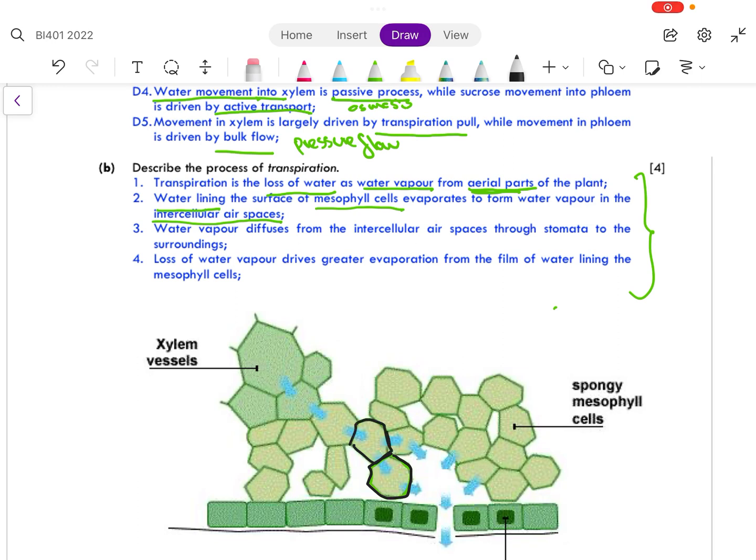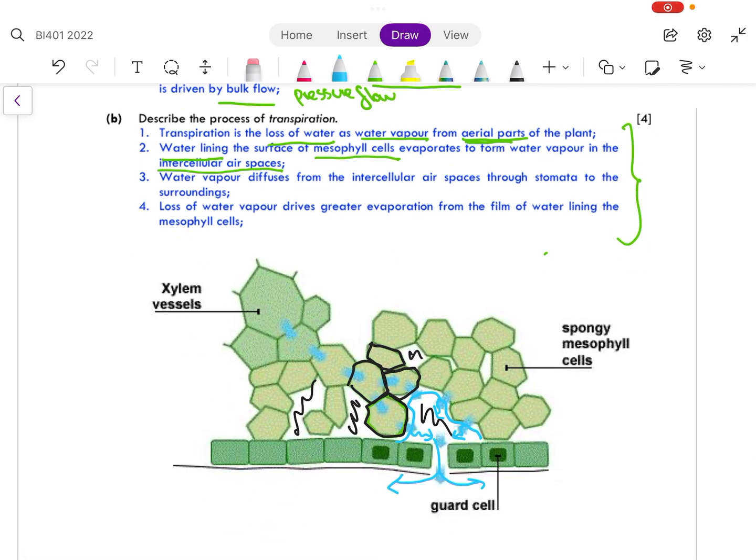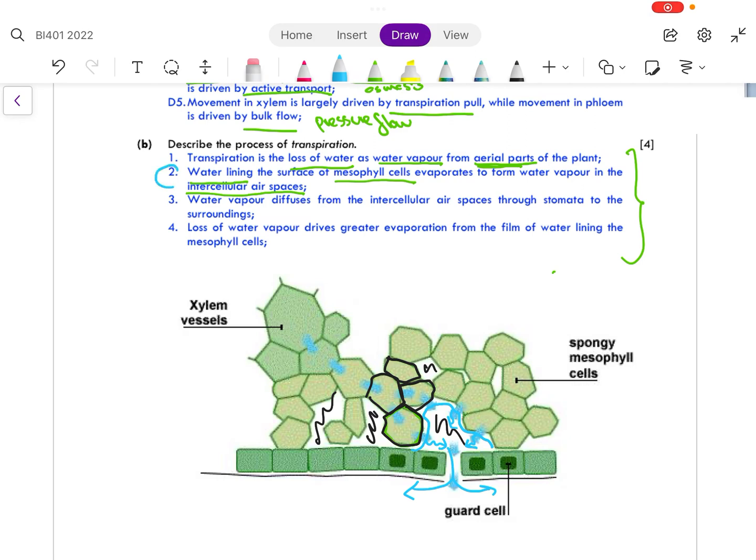If you recall from the lower GH, these are spongy mesophyll cells. These spongy mesophyll cells also come with a lot of intercellular air spaces. Okay, one thing special about the spongy mesophyll cells is that they have this lining of moisture on their surface. This is where the water will evaporate from into the intercellular airspace. Okay, and from there it would then leave through the guard cells or the stomata into the environment, and that's what transpiration is. So point number 2 is saying that the water lining these spongy mesophyll cells will evaporate into the intercellular airspace.